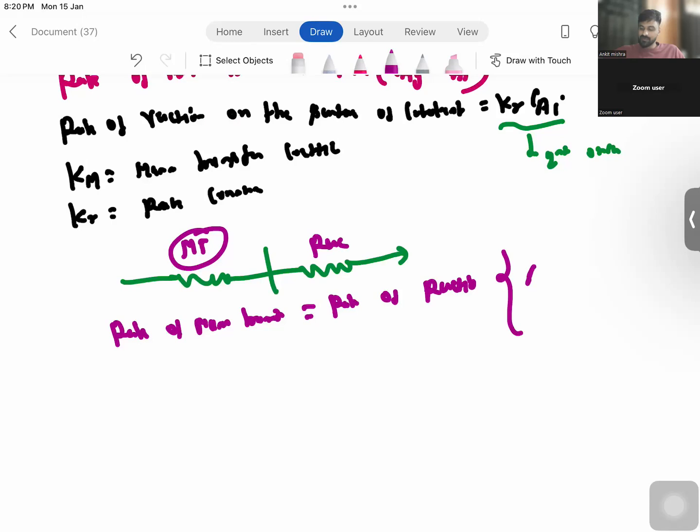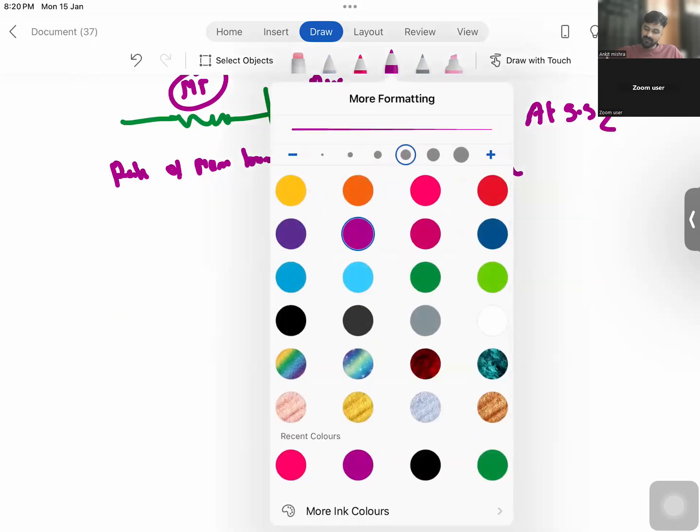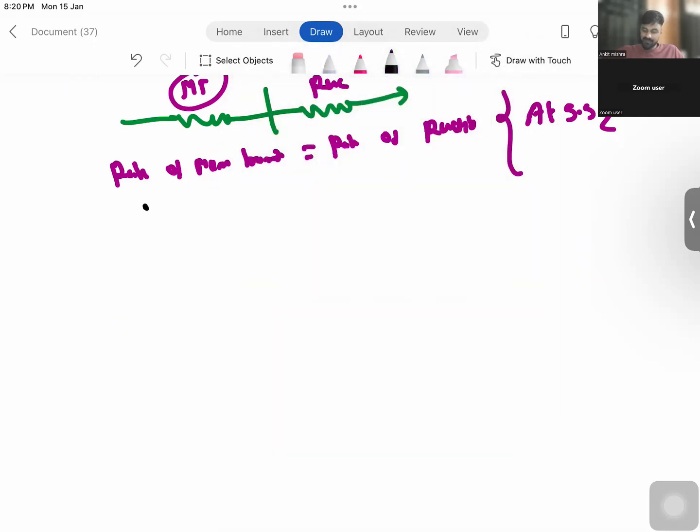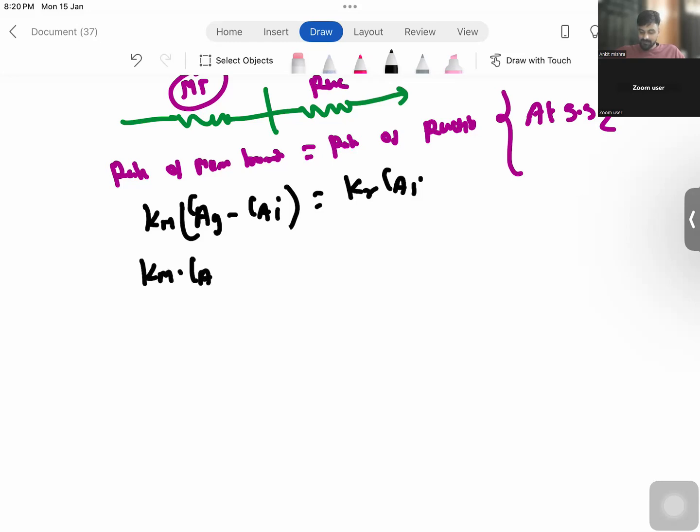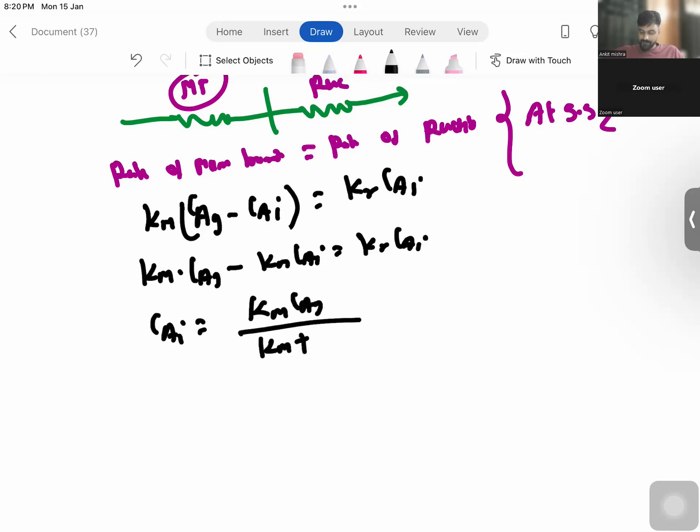If I am talking about at steady state, so here simply now you can write the rate of mass transfer is equal to the rate of reaction. So I can write Km and obviously your CAG minus Ci, that is equal to Kr and Ci. So here it's very easy. Now you can calculate the value of Ci over here: Km into CAG minus Km into Ci is equal to Kr into Ci. So Ci you can easily find out, that is Km into CAG divided by Km plus Kr.